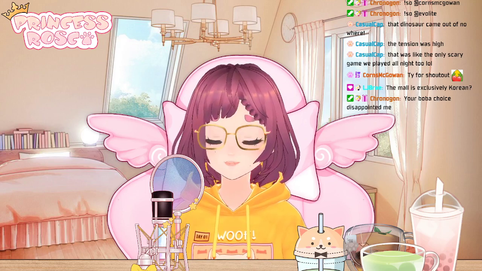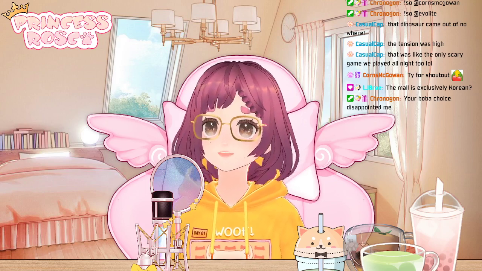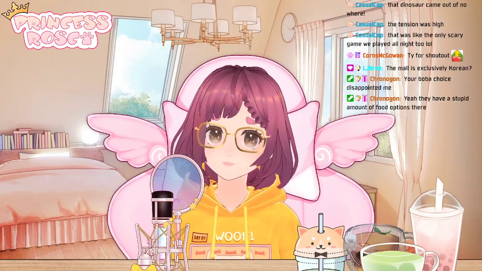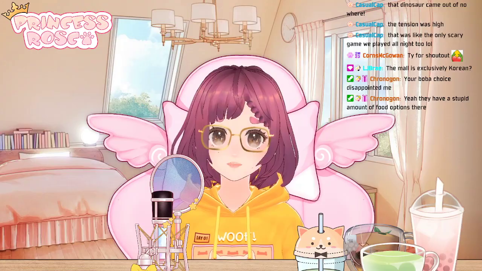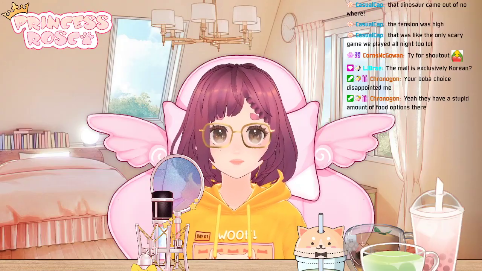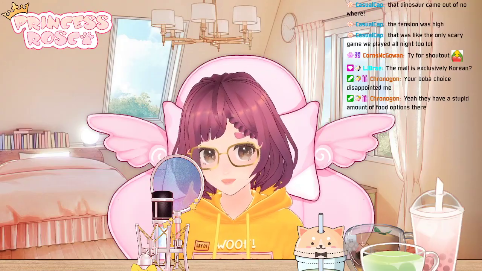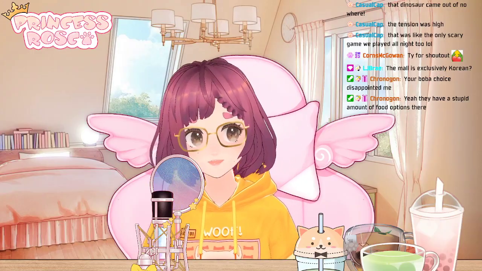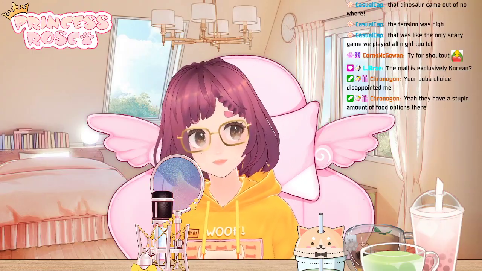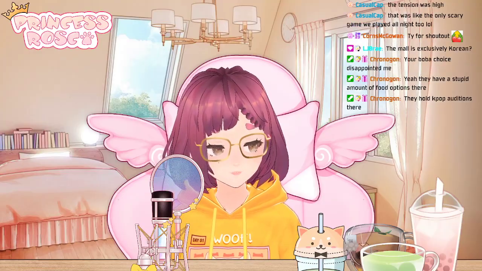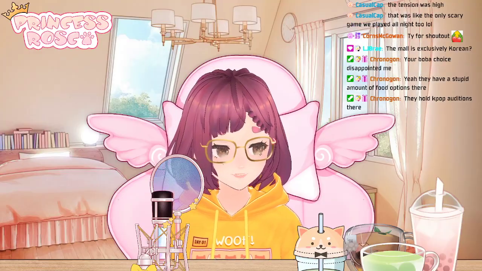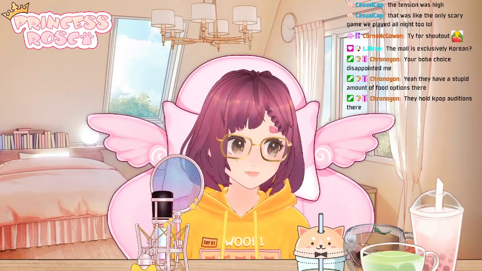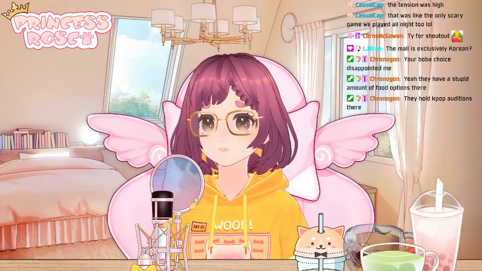The mall is exclusively Korean. There were a lot of Korean stores and restaurants. And they were doing a fashion show that had a whole bunch of hanbok. It was really pretty. So it was Korean store, Korean mall. A stupid amount of food options there. They hold K-pop auditions there. Oh, really? Interesting.